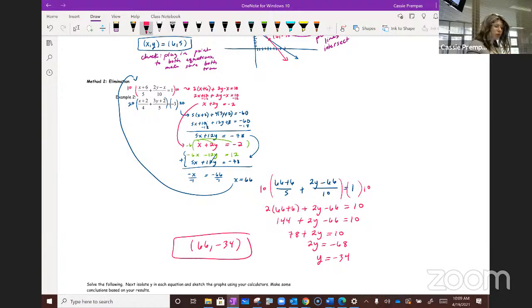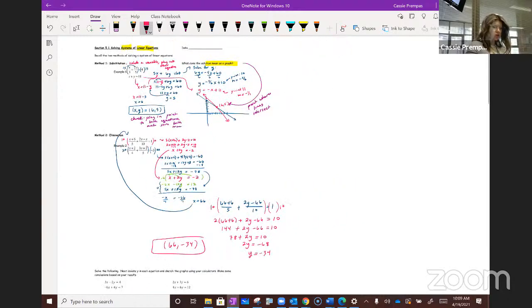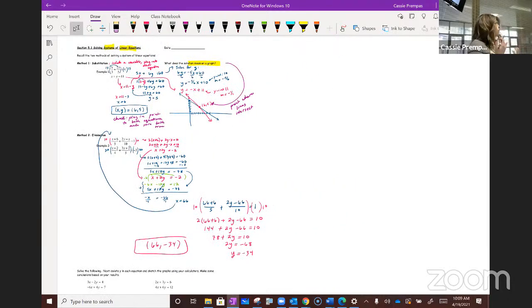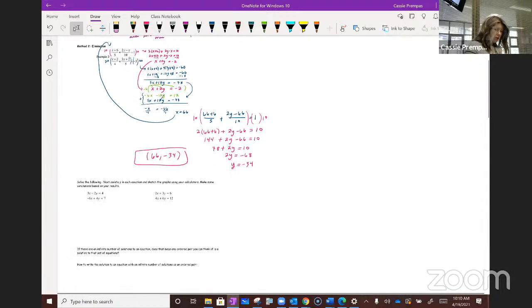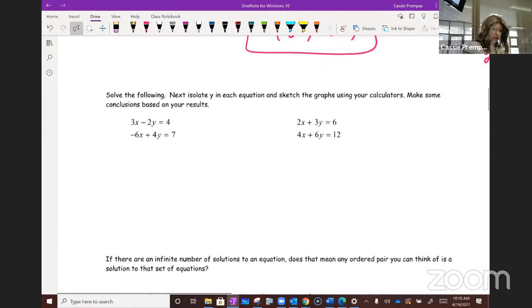Okay, so after we reviewed substitution, graphing, elimination, you can choose any of those methods to solve based off of the problem given to you. But understanding all three methods is important because sometimes one of the methods is easier depending on what situation you have. So let's go ahead and move to the other side.